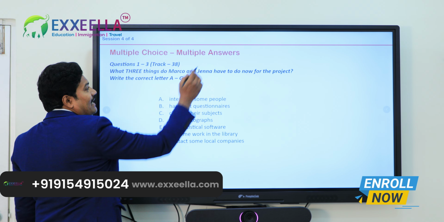The first one is interview some people. Second option is hand out questionnaires. Third option is choose their subjects. Fourth option is take photographs. Fifth one is use statistical software. Sixth one is do some work in the library. And last one is contact some local companies.